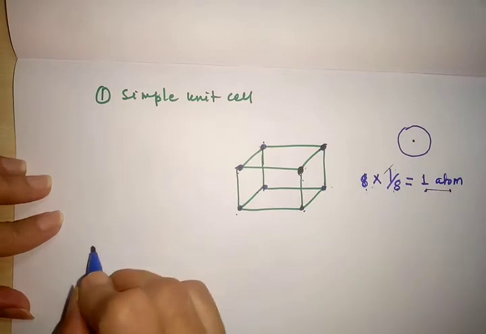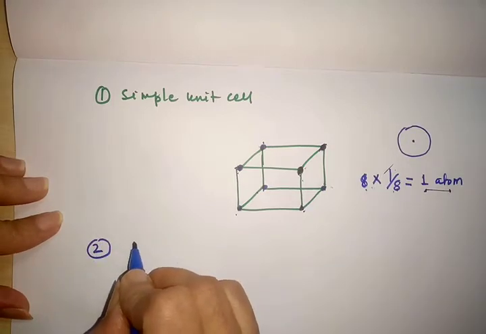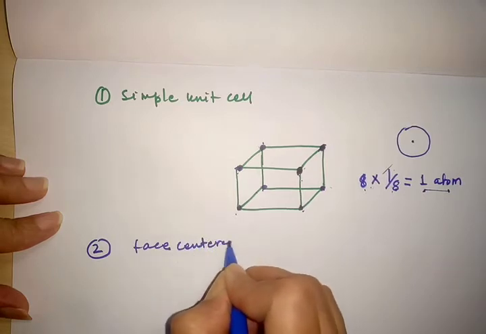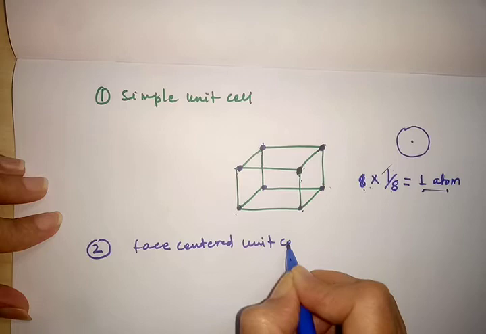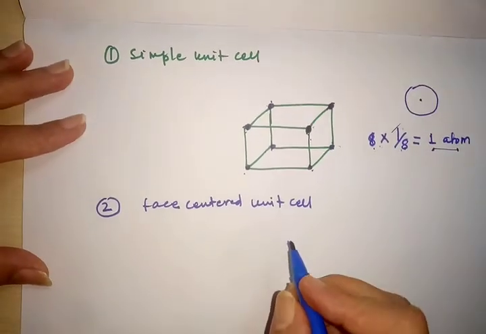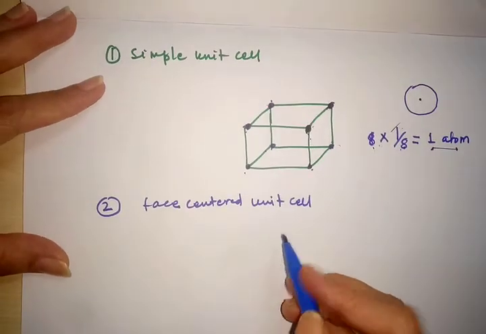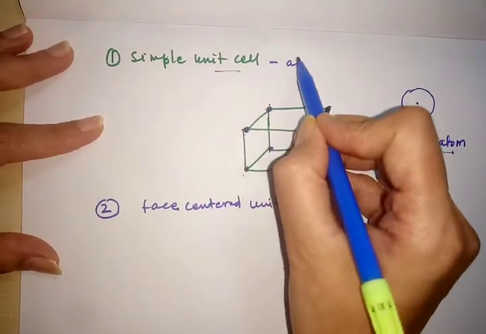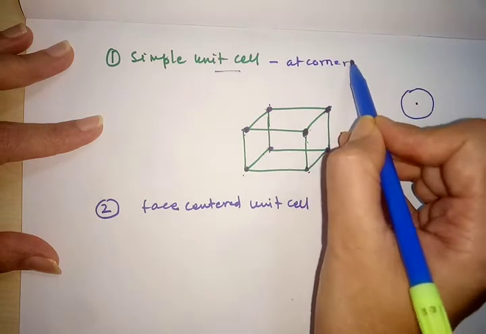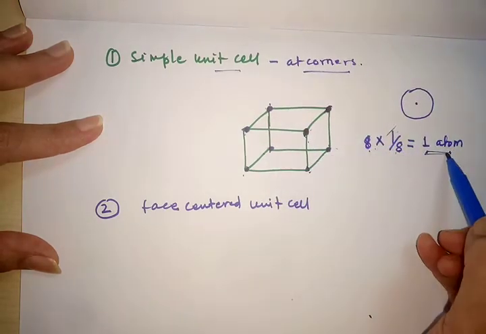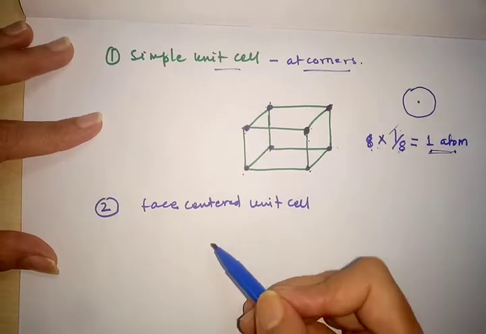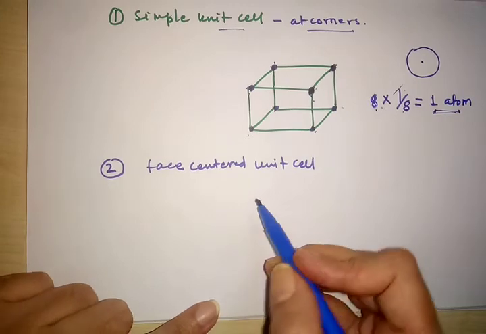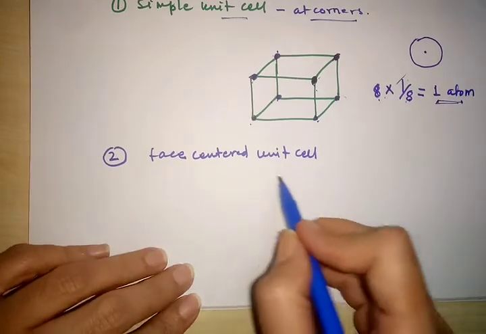Now what happens with the second type of unit cell, that is the face centered unit cell. As the name suggests, in case of the simple unit cell, the constituent particles are situated only at corners and the total contribution is 1 atom. When you talk about the face centered unit cell, the constituent particles will be at the corners and at the faces also.